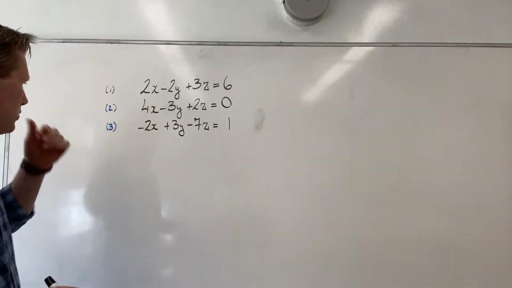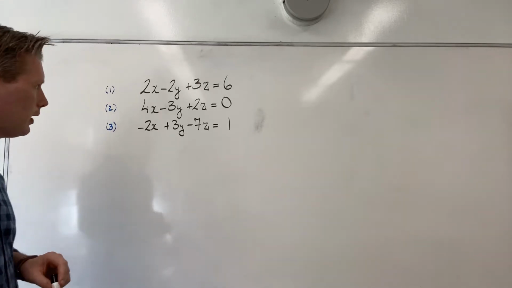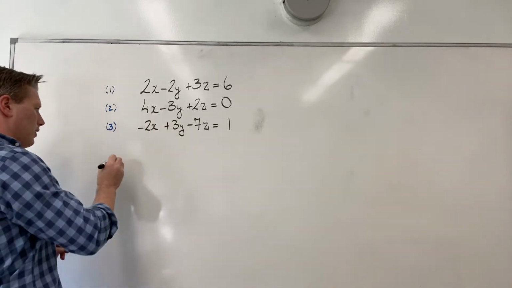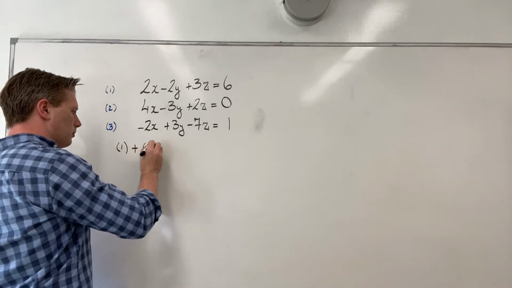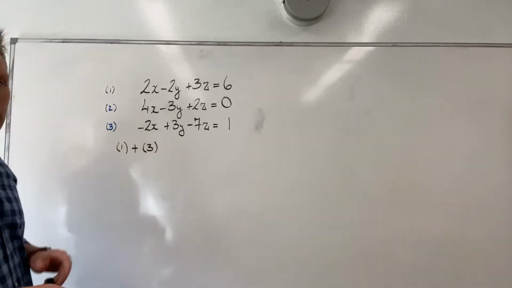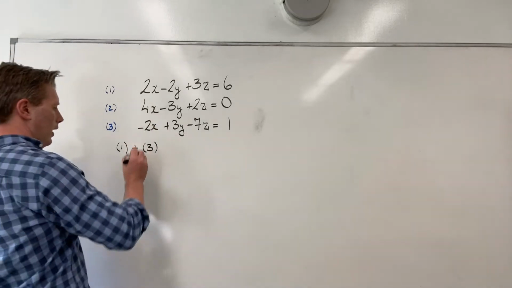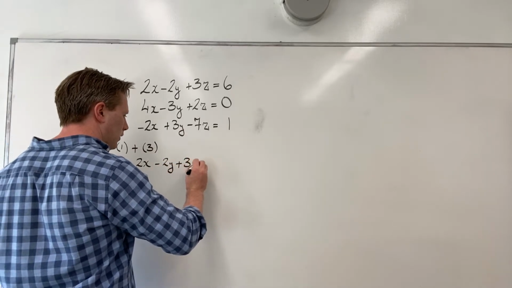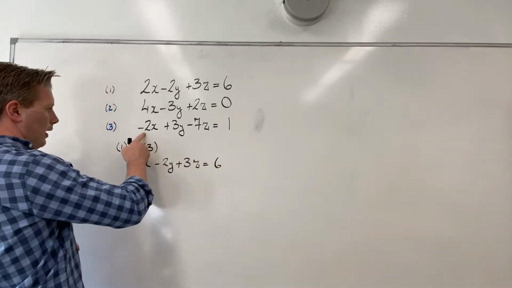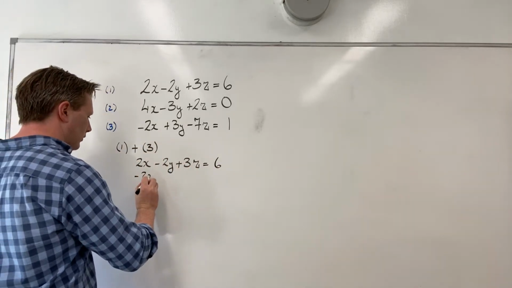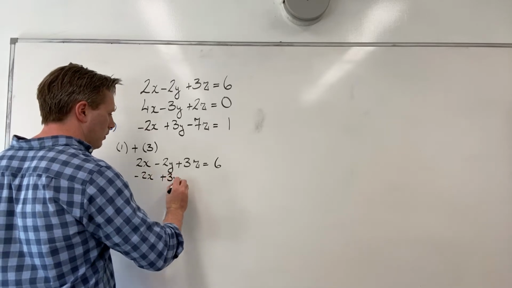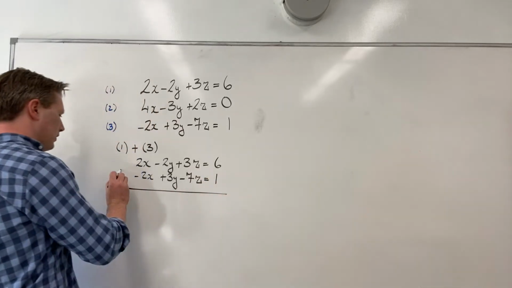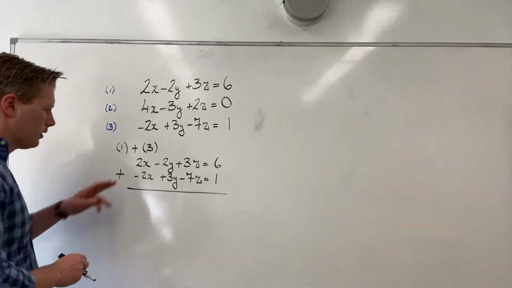So what I'm going to do is choose equation number 1 and equation number 3. I notice that I have a 2x here and a minus 2x here. And so if I were to take equation number 1 and add equation number 3, then my x's will cancel. So let's do that. I have 2x minus 2y plus 3z is equal to 6, and that's equation number 1. Equation number 3 is minus 2x plus 3y minus 7z is equal to 1. And if I now add these 2 together, add, not subtract, then my x's will cancel.